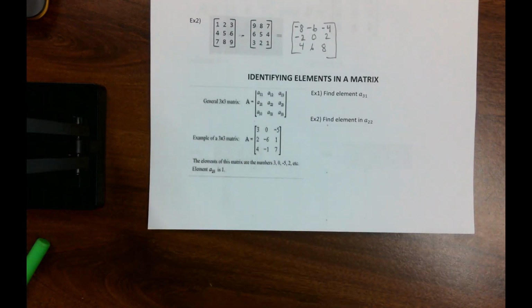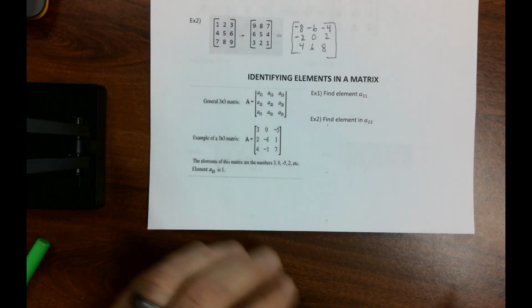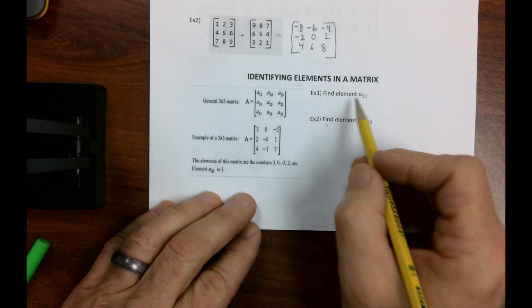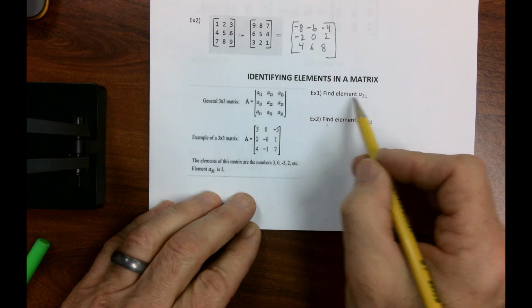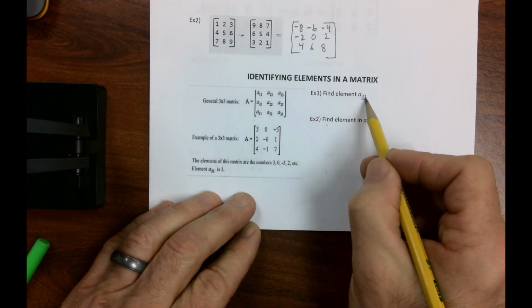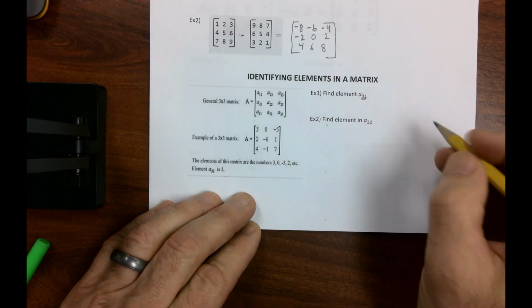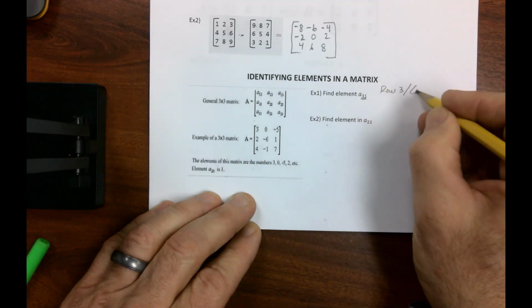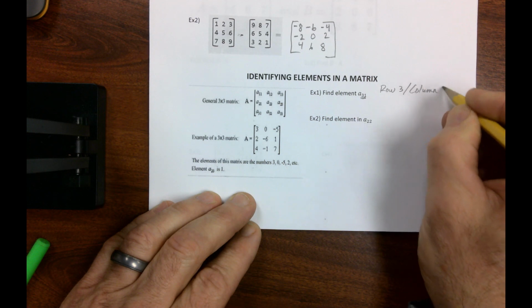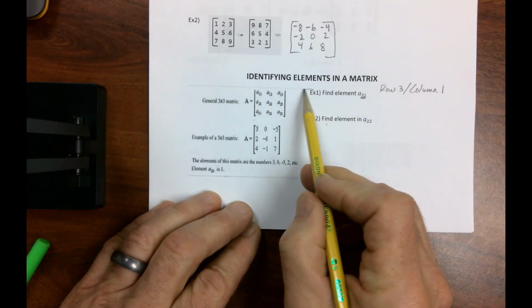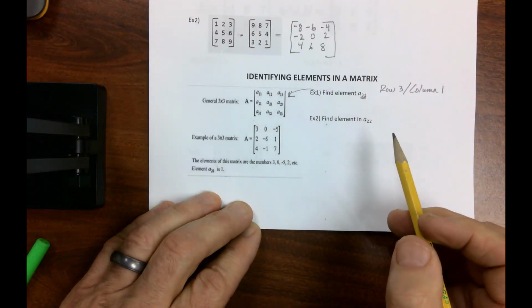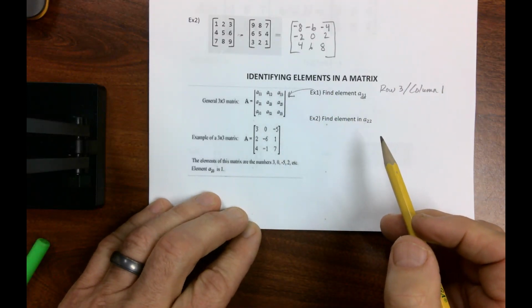Okay, now we're going to talk about elements in a matrix. As you can see, if I was to say, read this problem, find the element a31, I would say 31, but that's not what that's saying. That's saying row 3, column 1 in this matrix.